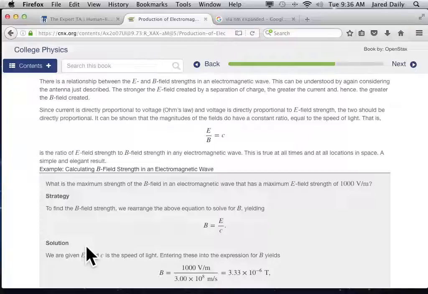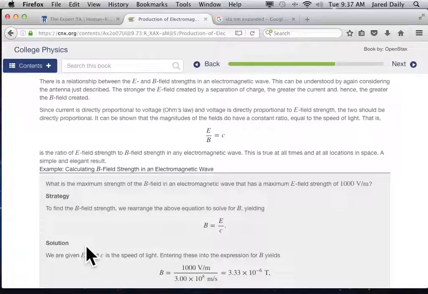That means that the electric field is way bigger than the magnetic field, because the speed of light's a big number. So if the ratio of electric to magnetic is a big number, that means the electric field is 300 million times bigger than the magnetic field. So even though there is always a magnetic field with electromagnetic fields, it's very small in comparison to the electric field.